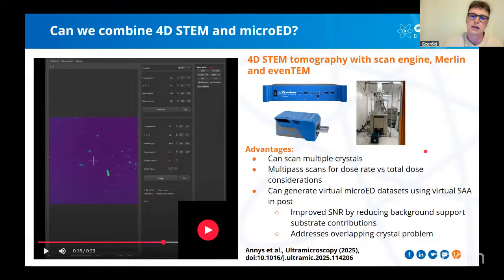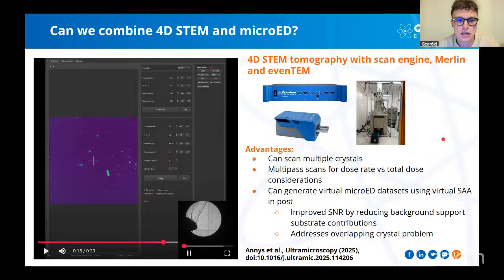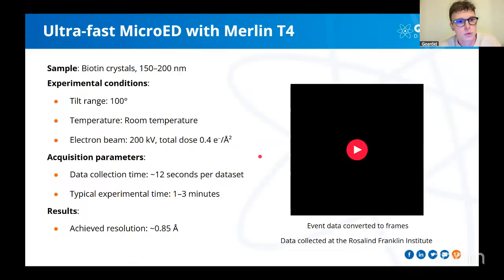I was actually initially going to end here, but I wanted to show some data that we recently collected using Merlin T4. This is our latest detector. It's based on the Timepix4 ASIC from CERN. It's both an event- and frame-based detector, which I won't be able to go into the details of why that's important, but effectively it allows for ultra-fast microelectron diffraction.